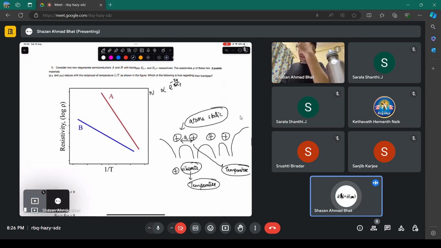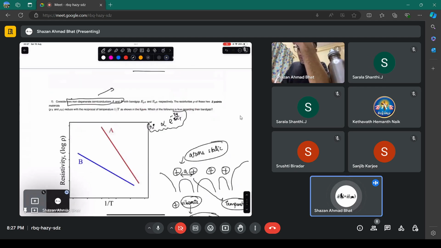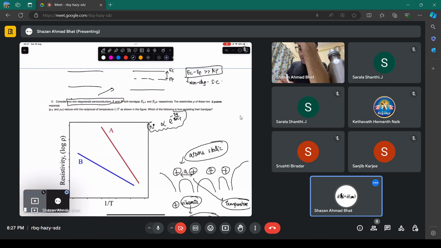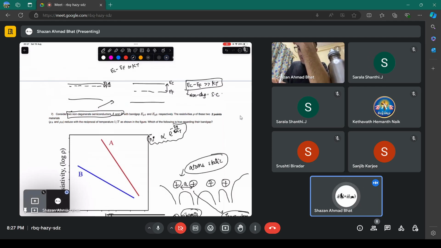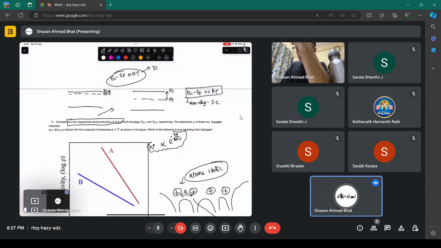And what you have, okay, so this is the ni concentration. This is talking about two non-degenerate semiconductors. Non-degenerate means the Fermi level is far below that of the conduction band. Ec minus Ef is much greater than Kt. This is the non-degenerate semiconductor. If you have very close Ec and Ef, if Ec minus Ef is approximately Kt, or some people say 3 Kt, this is called a degenerate semiconductor.